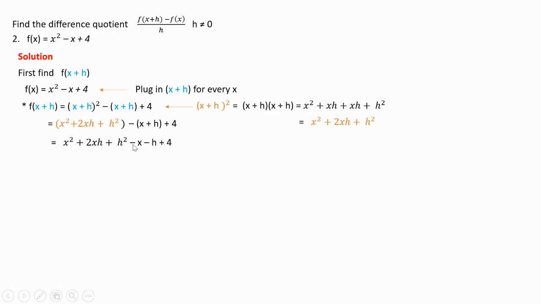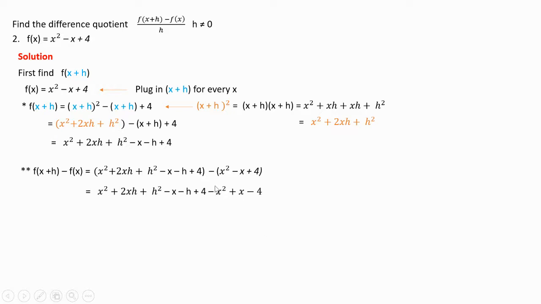Negative 1 times x will give us negative x. Negative times a positive h will give us a negative h, and we just bring down the 4. So here's a hint. So now I have this part already, right? The f of x plus h. Now minus f of x. This is my f of x, right? Which was my original function.